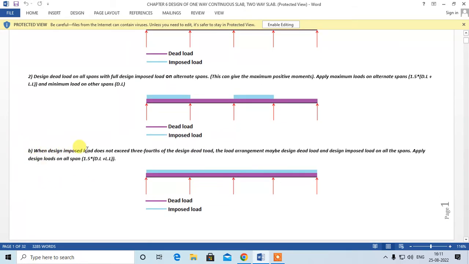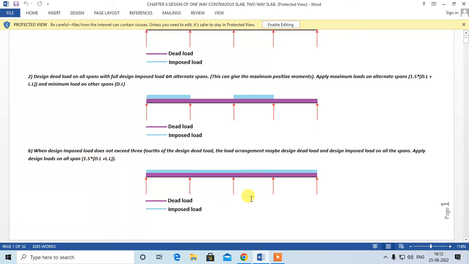When the design imposed load does not exceed three-fourths of the design dead load, the load arrangement may be design dead load and design imposed load on all the spans. Apply design load on all spans, that is 1.5 into dead load plus live load.